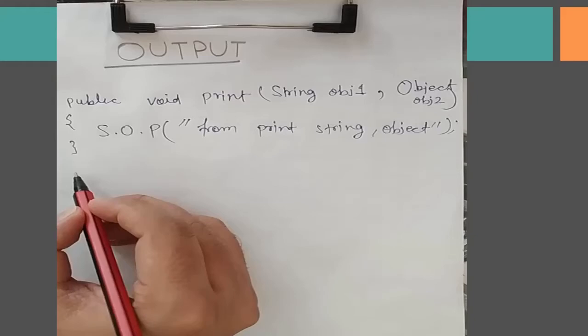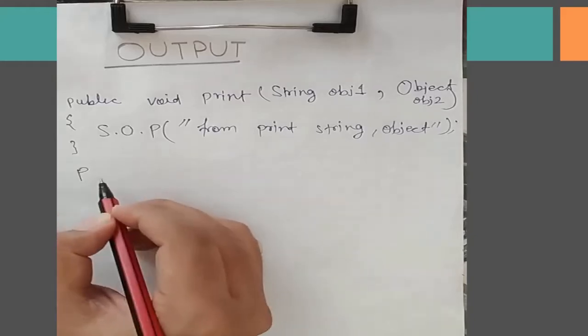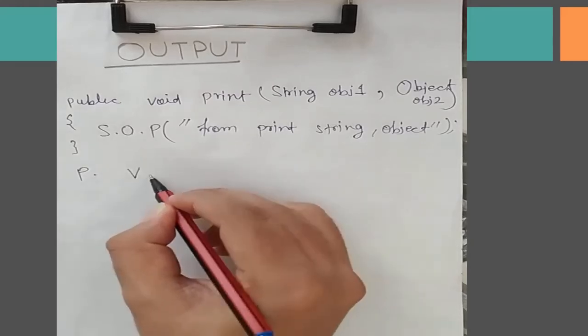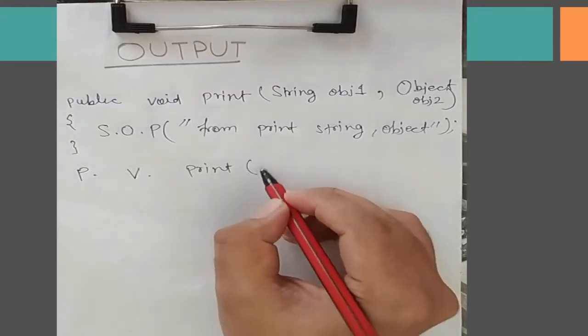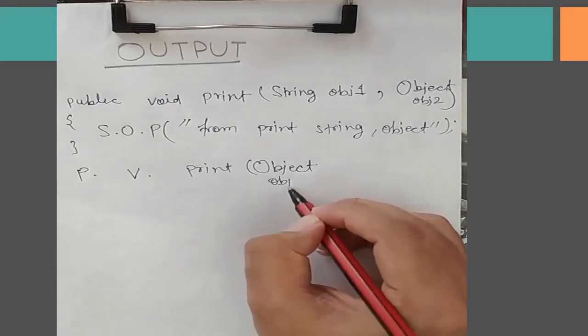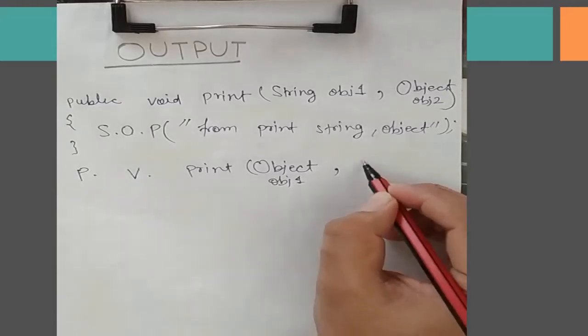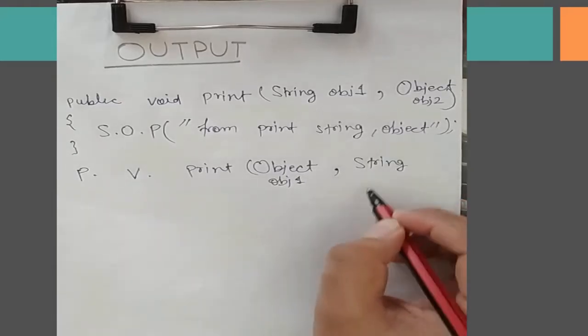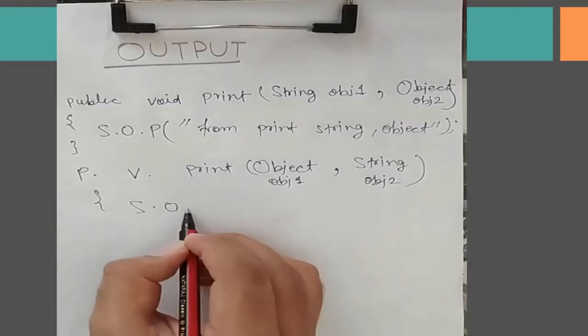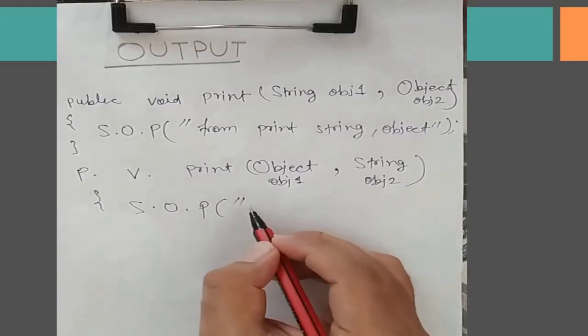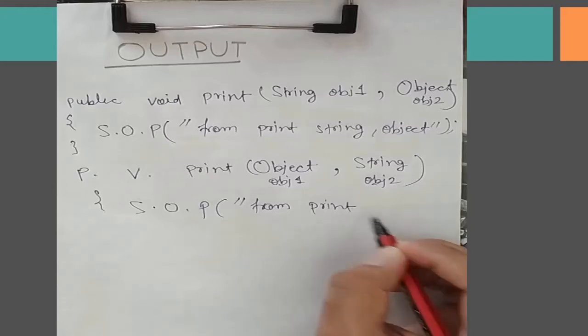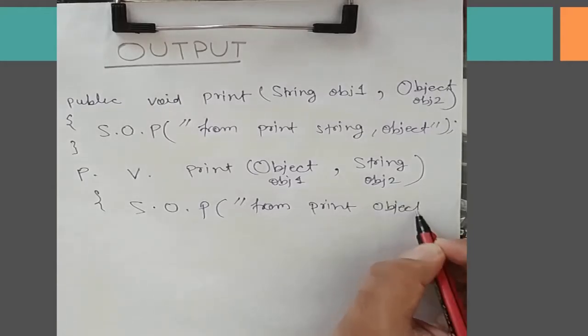Now imagine you have one method, public void print, which has String object1 and object2 as arguments, and I'm considering that we have one SOP in this. Now let's say we have one more method, public void print, where the first parameter is Object object1 and the second parameter is String object2, and I have the same SOP as the first method, printing object comma string.